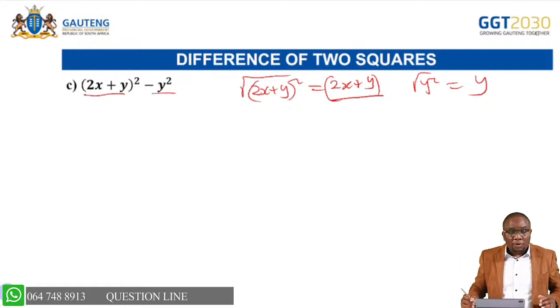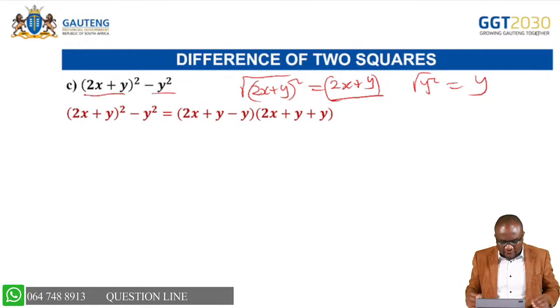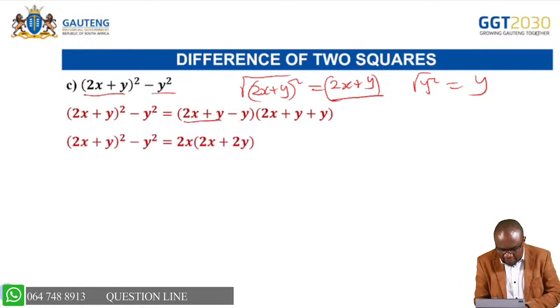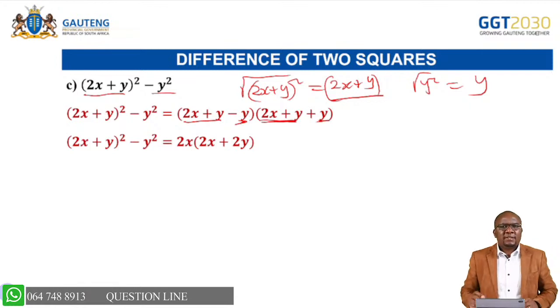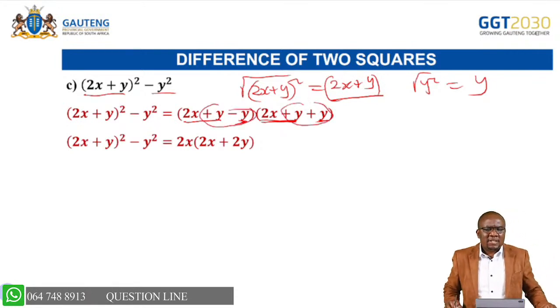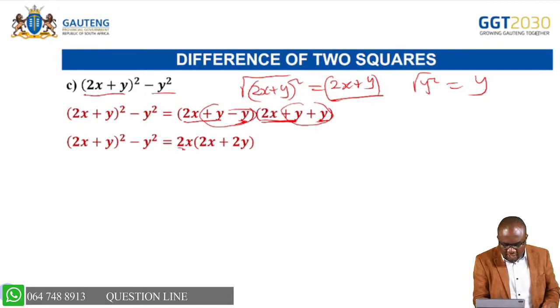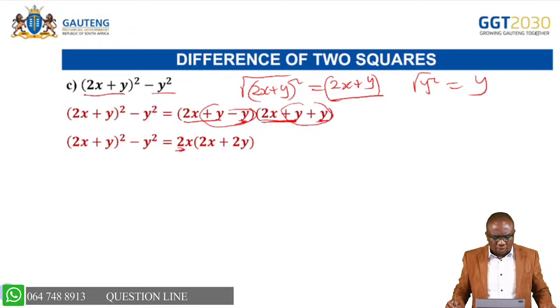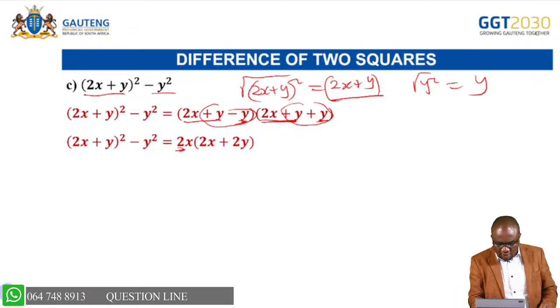So we have those two brackets like that, which is 2x plus y minus y, and then 2x plus y plus y, a difference of two squares. And then now we can simplify because these are like terms. What is y minus y? 0. That's why we remain with 2x here. What is y plus y? It is 2y. That's why we have 2y here.